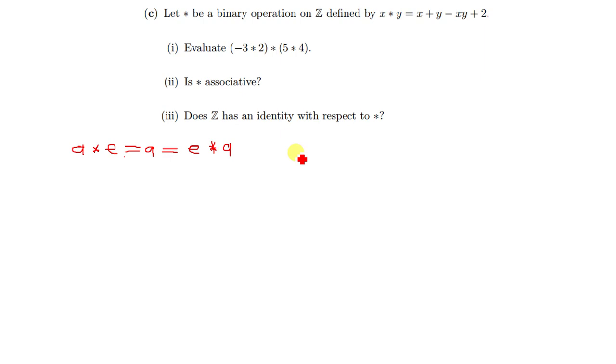Okay, so we quickly move on to testing this now. Does it have an identity? So you find A star E from this expression. So we're going to say A plus E, then minus AE, then plus 2.